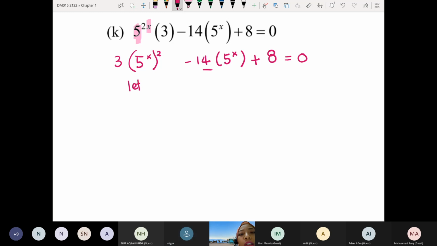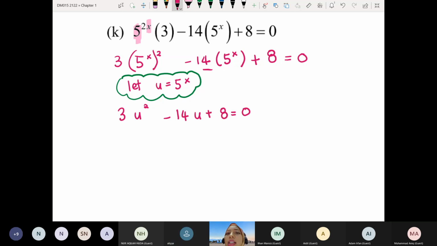let u equals to 5 to the power of x. That's why you ada substitution. So this will be 3u squared minus 14u plus 8 equals to 0. Sebab dalam nota you cakap kalau ada satu term sahaja, boleh terus selesaikan. Tapi kalau dia ada banyak-banyak term, macam ni ada 3 to the power of x, lepas tu dia bagi lagi 3 to the power of x squared, and then minus 7 equals to 0, so ini you kena guna substitution. Yes, very good.